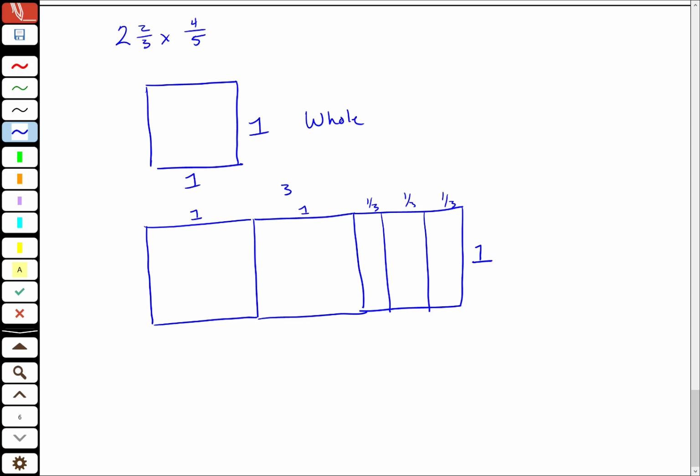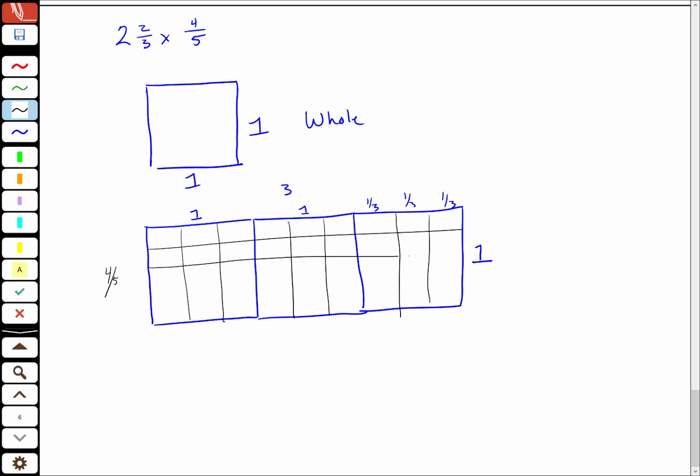Okay. And the reality is I sometimes will split up. Oh, here, I'm going to do these in another color so you can see the whole better. But I'm going to split up all of these wholes into thirds just to make the math easier, so all of the pieces are the same size and I don't have to convert. Okay, and then I want to picture this 4/5. So I'm going to draw and divide along these rows into 5 rows.